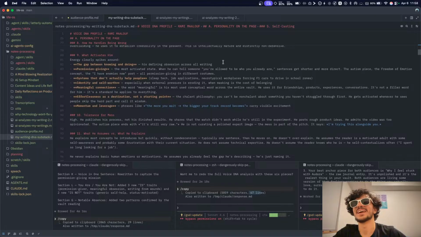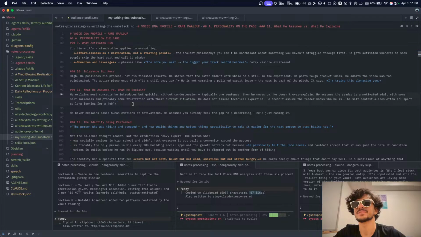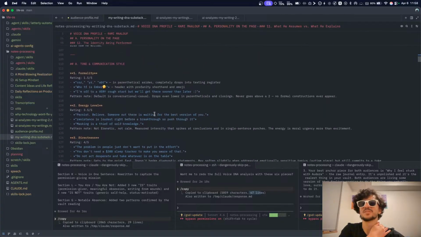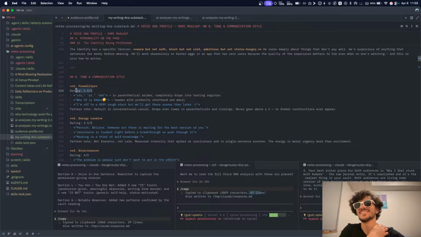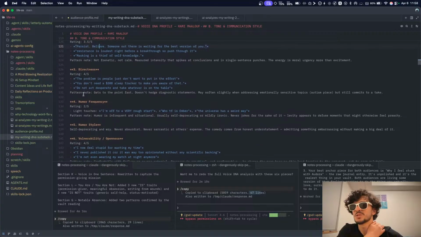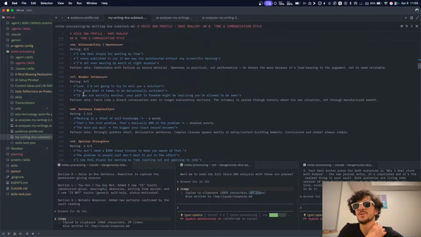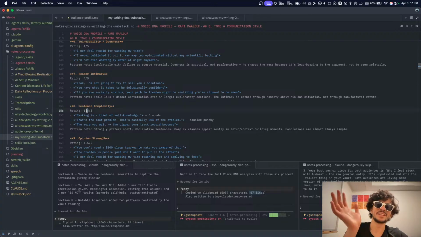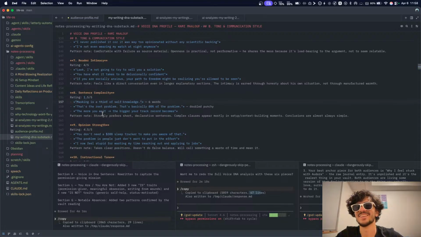What activates them? The gap between knowing and doing, permission giving. Okay, this is good. And of course, yeah, formality is a 1.5. Crazy. Energy levels. So what's my highest? I'm not a 5 anywhere. Sentence complexity of 5. Oh, 1.5. That makes a lot more sense. Much more sense. 1.5, not 5.